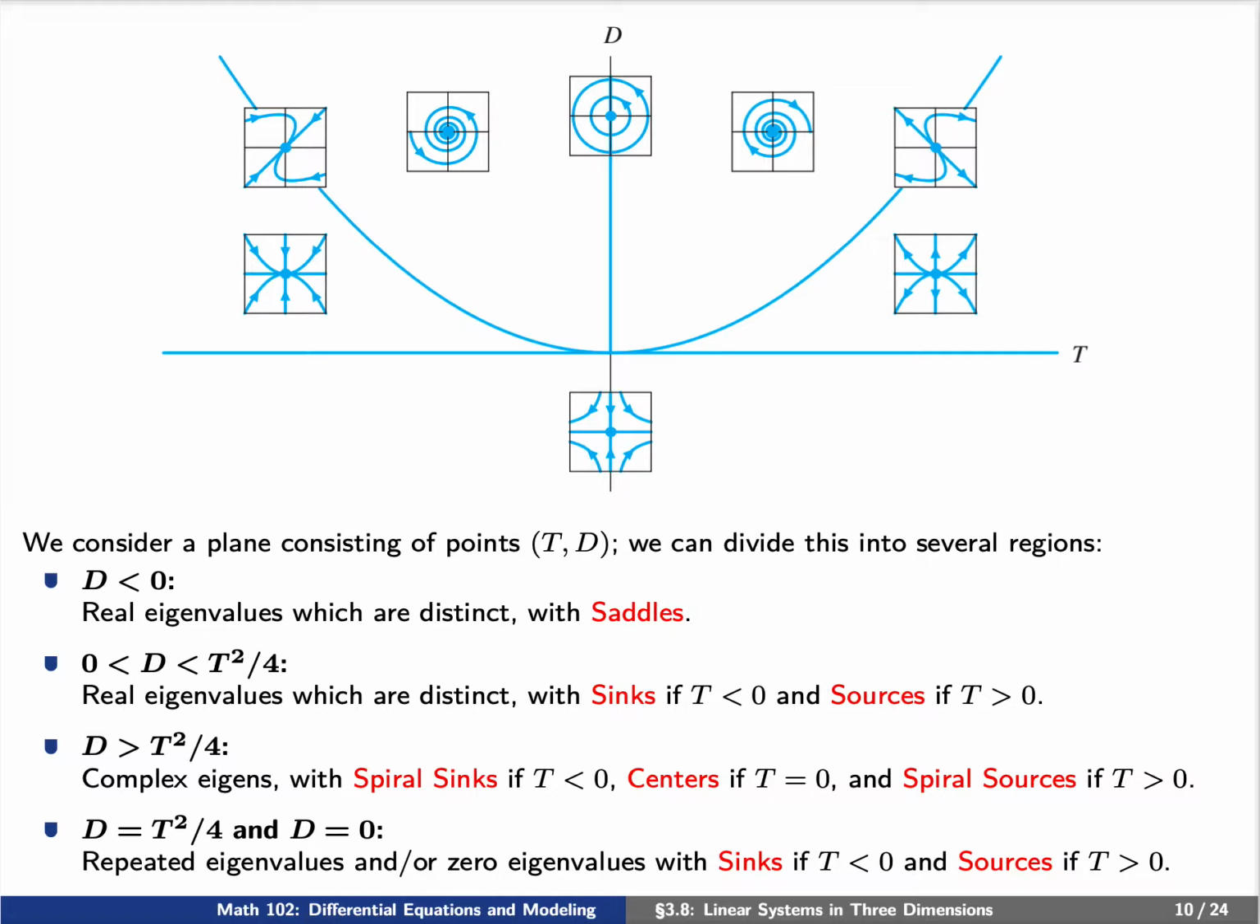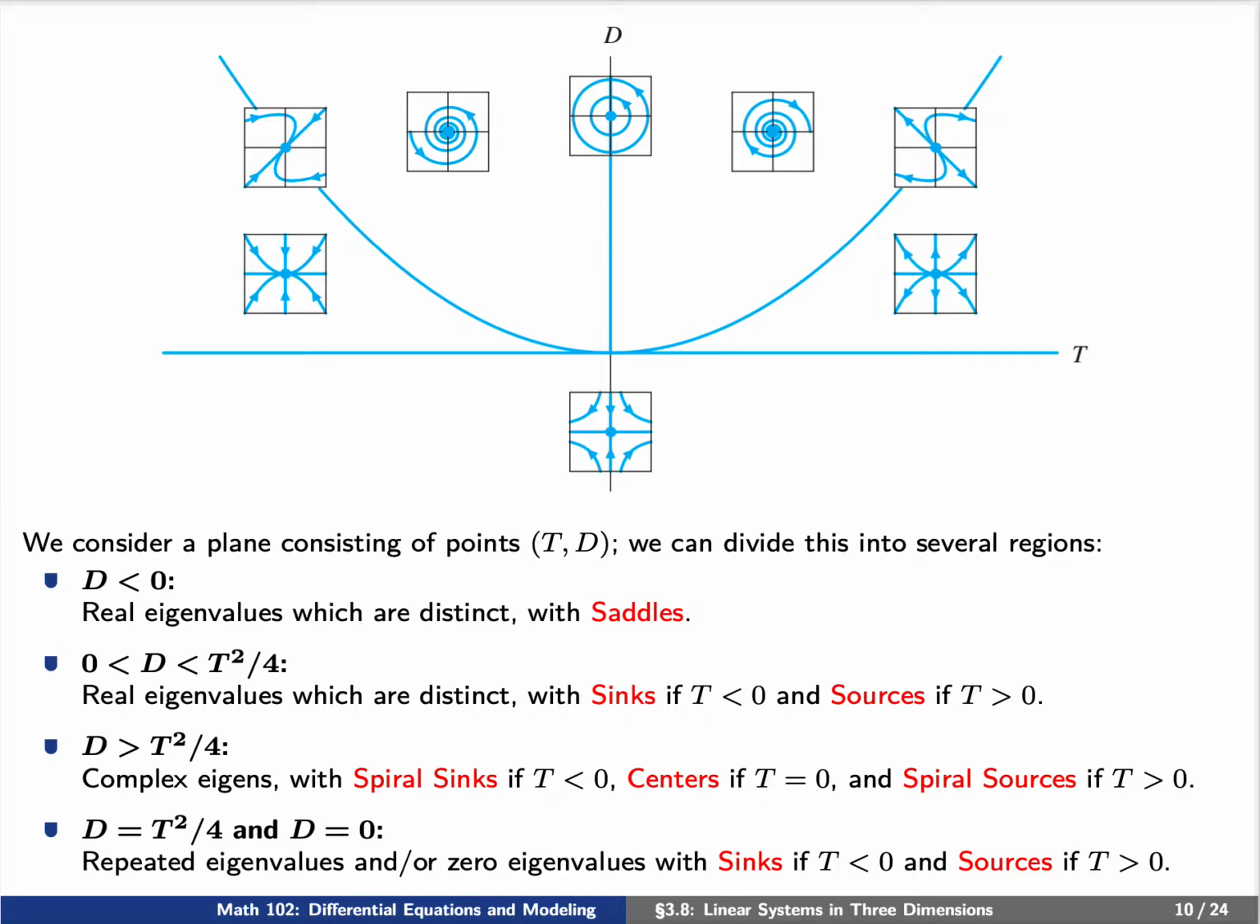First, let's say that D is negative. This is below the T-axis. As we said before, the eigenvalues of our matrix A are real and distinct, and all of our solutions will look like saddles. Second, let's consider the case where the determinant D is positive but less than T squared over 4. This is the region below the parabola but above the T-axis.